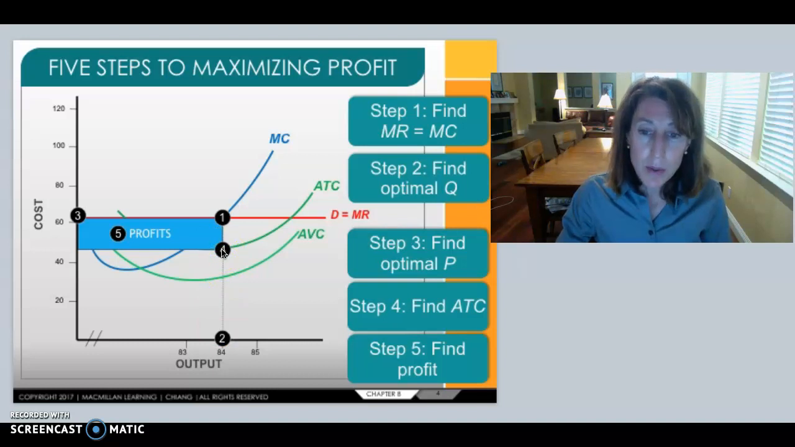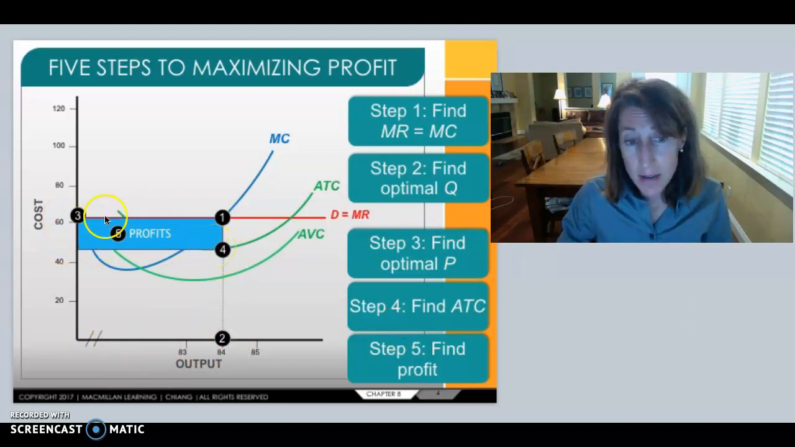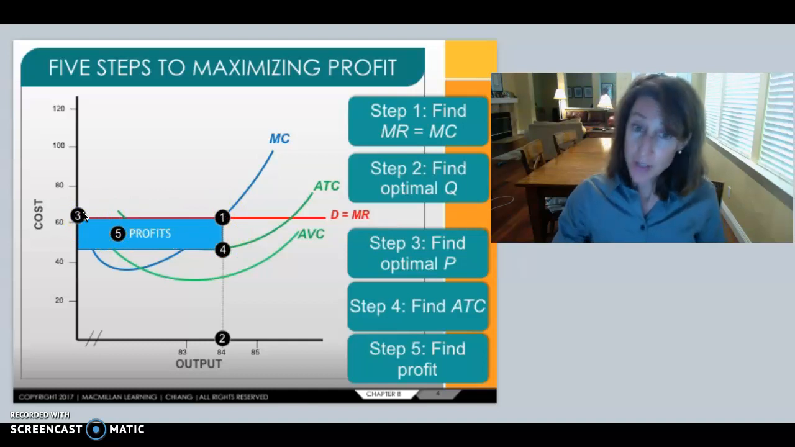So the difference between the price in step 3 and the average total cost in step 4, that's the profit margin. And we can find the profit, step 5, by multiplying the difference between price and average total cost by the quantity. So profits is this blue box here. It's a rectangle, height times the length. The height is the difference between price and average total cost, and the length is the quantity produced. Okay, so that's for profits.